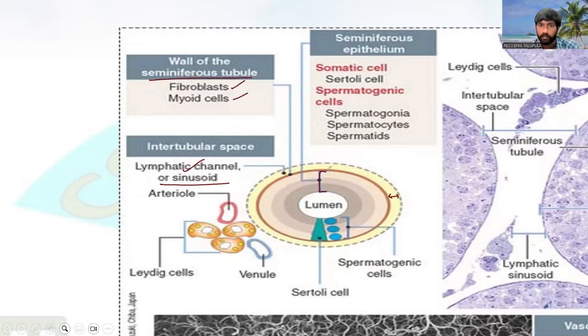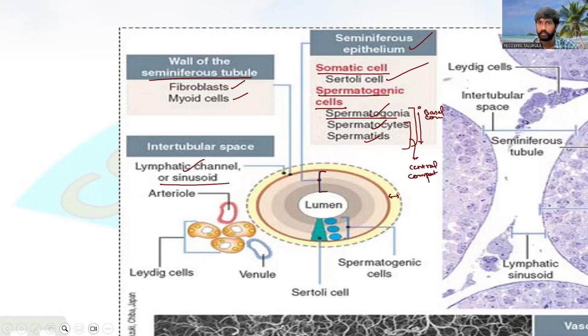And inside it, there will be the seminiferous epithelium, somatic cells, nothing but Sertoli cells, and spermatogenic cells will be present. These are the spermatogenic cells, that means spermatogonia, spermatocytes, spermatids, from outer to inner. The spermatogonia will be in a basal compartment, and these two will be in the central compartment. What is this basal and central compartment? I will discuss in the further slides. Okay. See, these are the spermatogonial cells, and there will be the Sertoli cells. These are the Sertoli cells. Okay.